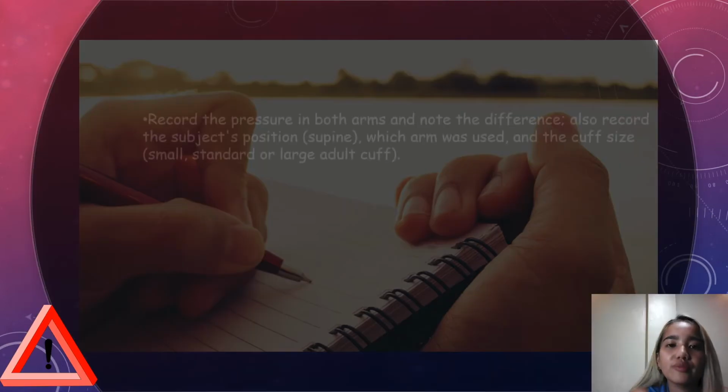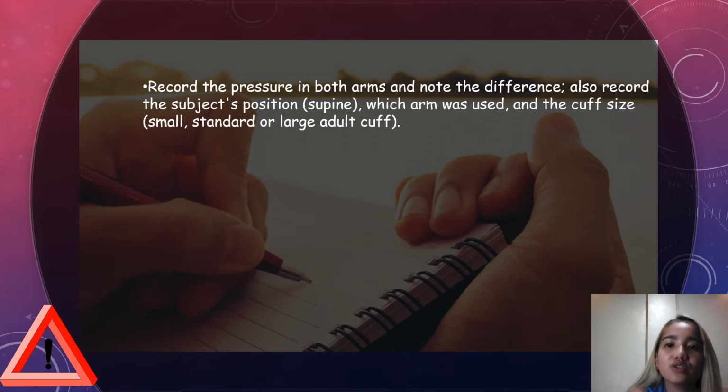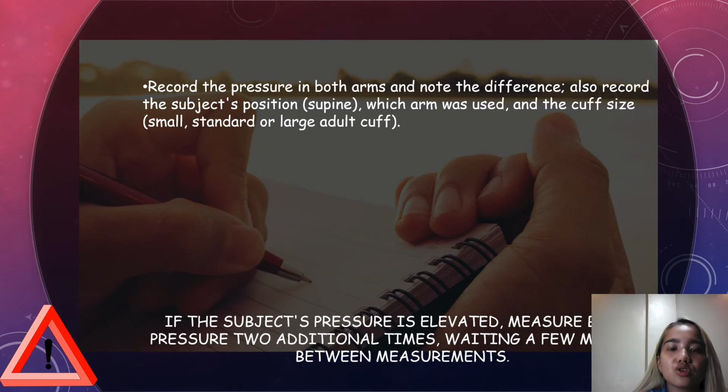Now record the pressure in both arms and note the difference. Also record the subject's position, such as supine, which arm was used, the left or the right, and the cuff size, whether it is a small, standard or large adult cuff. Then, if the subject's pressure is elevated, measure the blood pressure 2 additional times, waiting a few minutes between the measurements.